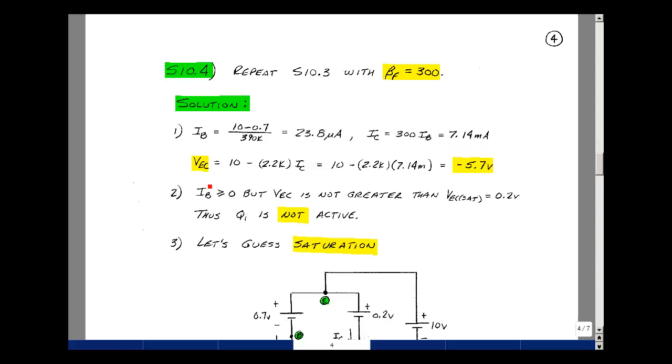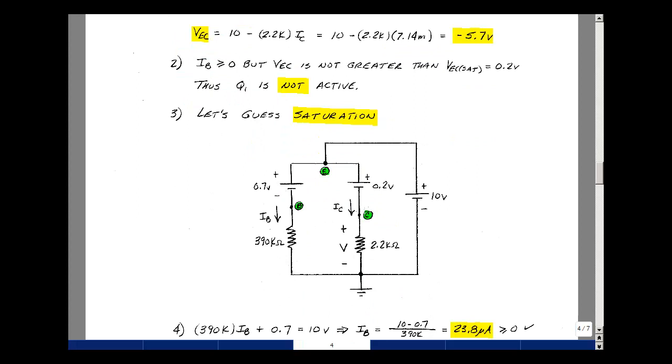Then in that particular problem, we'd solve for the emitter-collector voltage as 10 minus 2.2K times I sub C, but now I sub C is much bigger. It's 7.14 milliamps, and that makes this a negative voltage. So the base current is greater than or equal to 0, but V sub EC is not greater than V sub EC sat equal to 0.2. So it's not active. Since we have a base current, let's get saturation.